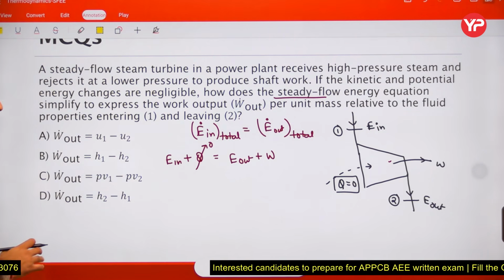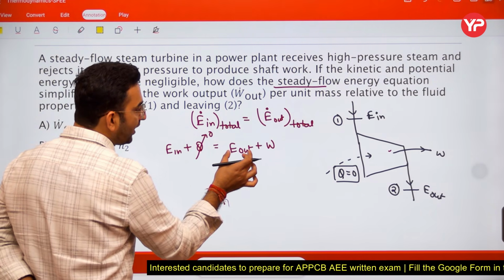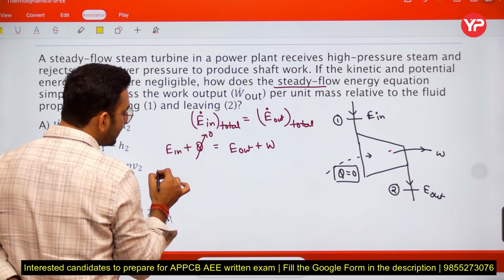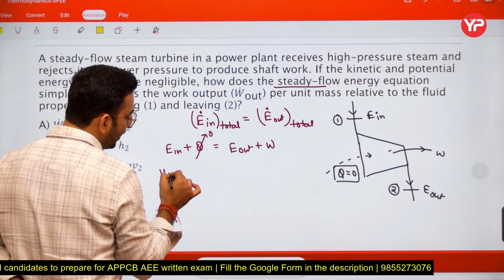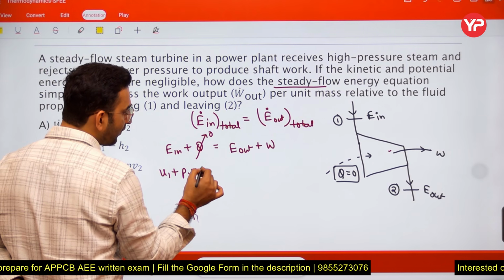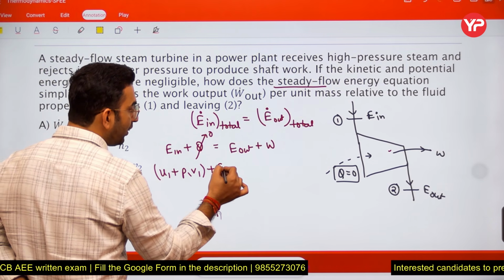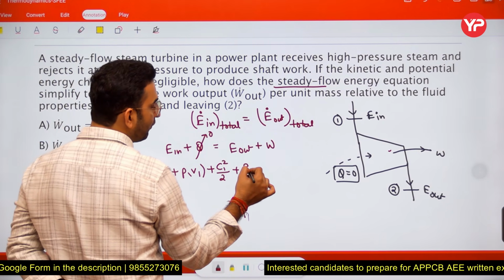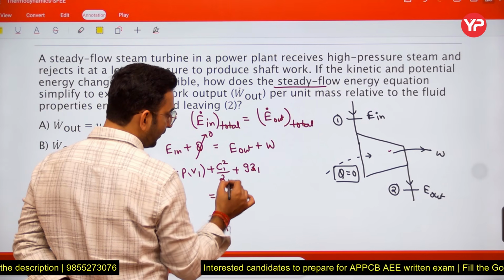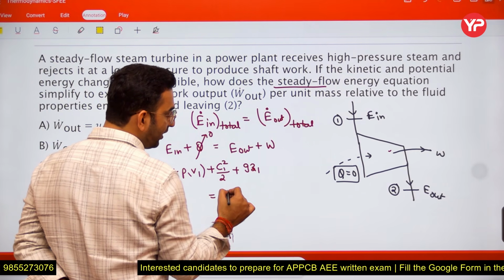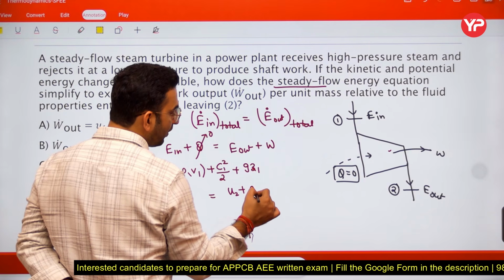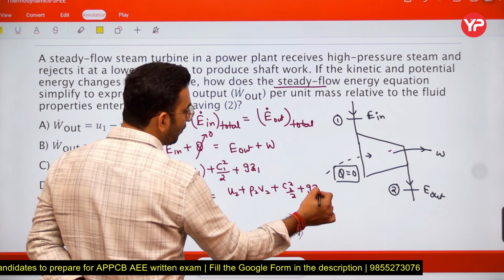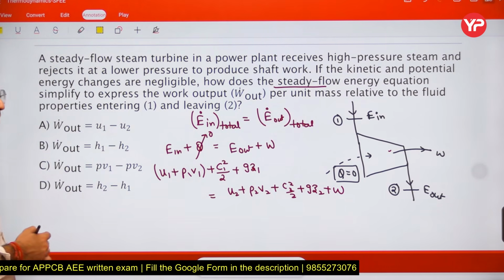So this E in and E out represent the energy associated with the moving fluid. Energy in is represented as internal energy plus flow work. Due to its bulk movement we have a kinetic energy, plus due to its position we may have a potential energy. Energy out, similarly at the exit, will be equivalent to U2 plus P2 V2 plus C2 square upon 2 plus g Z2 plus work here. This is the expression you are going to see.